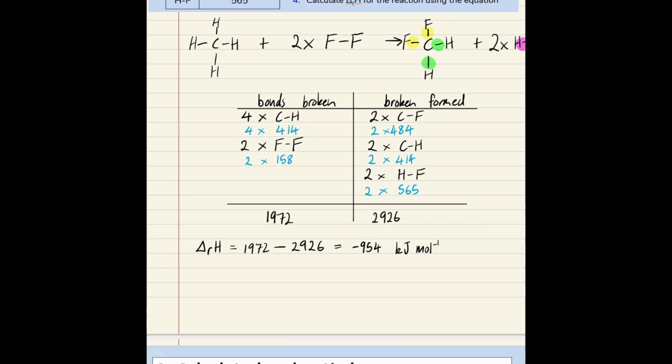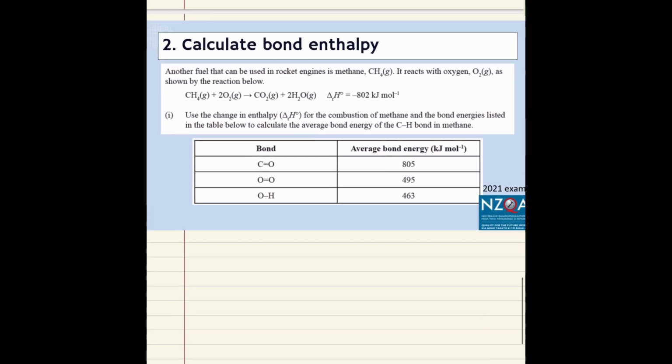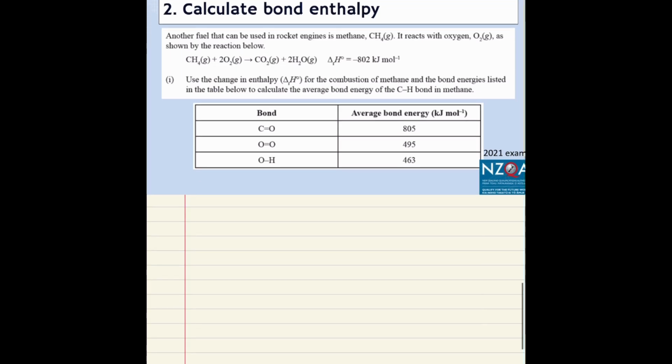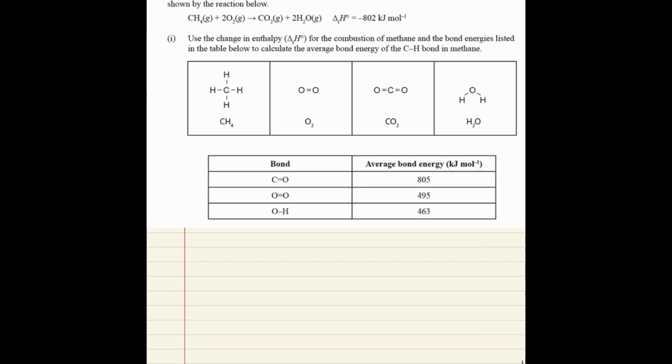So this is the simple version of the equation where you're just trying to find delta RH. Let's move on to the second type of calculation that you could get. This is a question taken from the 2021 exam. As I said, in the past few years, they tend to give you the structural formula of the reaction. So I'm just going to scroll down to here. This is what the question actually looks like.